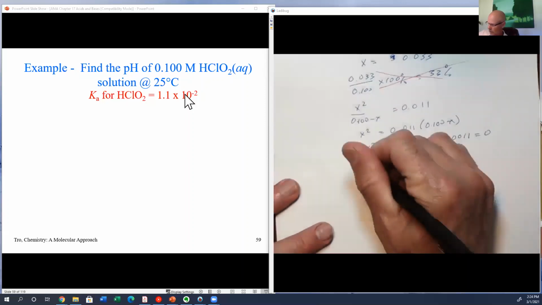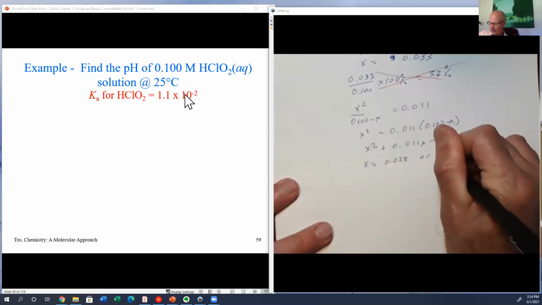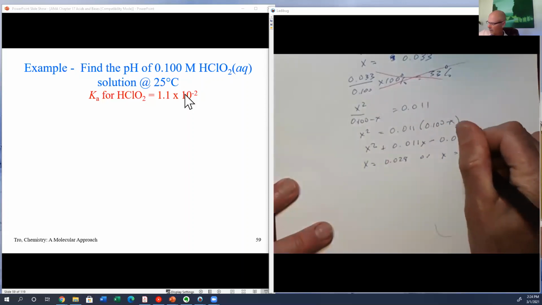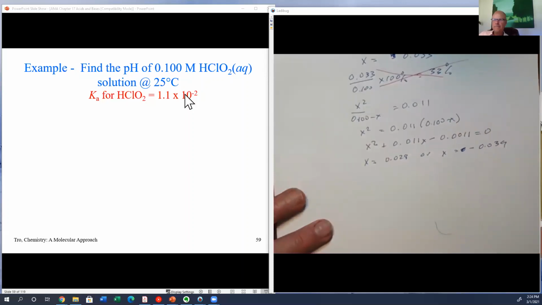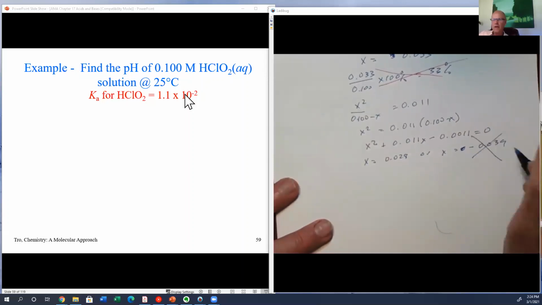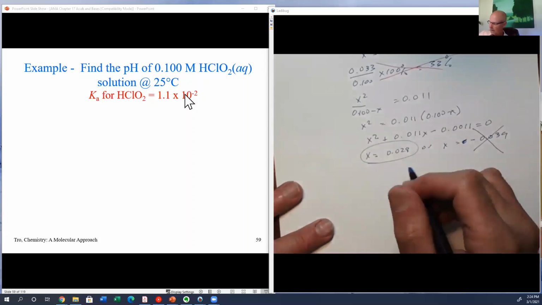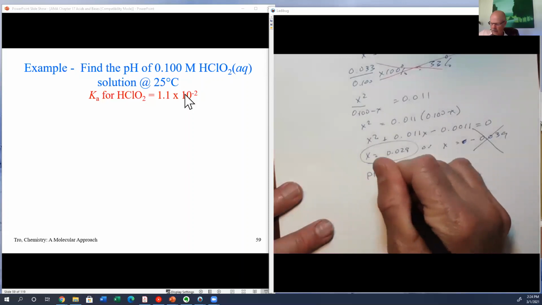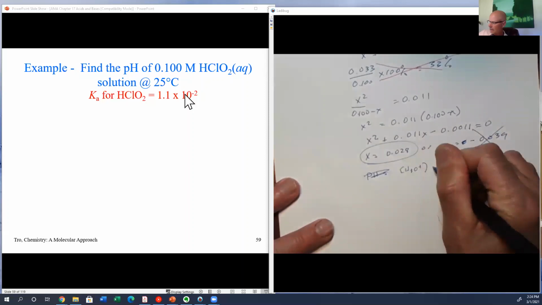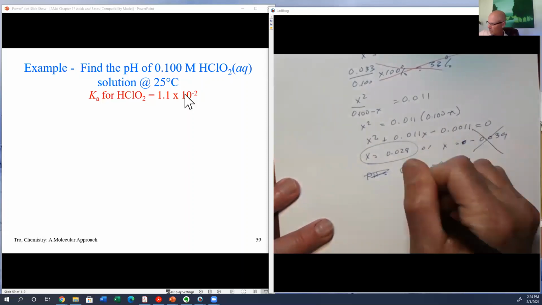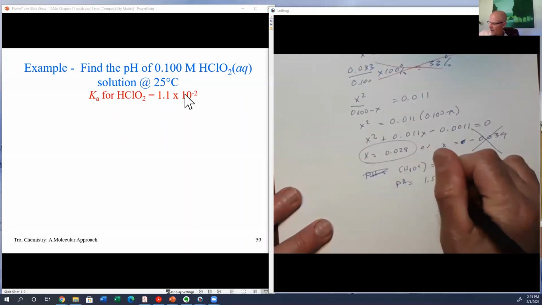I get two answers: x is equal to 0.028, or x is equal to negative 0.039. We throw out the negative one, because we know that concentrations can't be negative. So we know that x is equal to 0.028. So H3O plus is equal to 0.028 molar, and pH is equal to minus the log of that, which is 1.55.